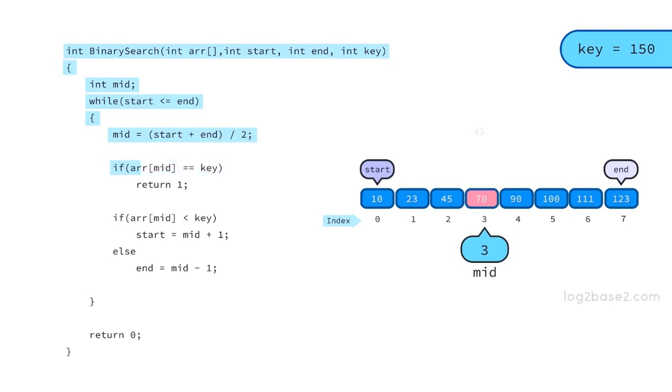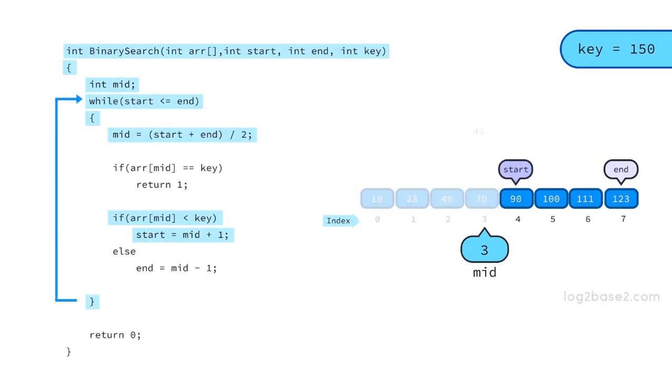So check whether to go to left side or right side. So we have if ARR of mid less than key, and 70 is less than 150. So we should check in the right half. So end will be the same, but start will be mid plus 1, that is 3 plus 1 which is equal to 4.